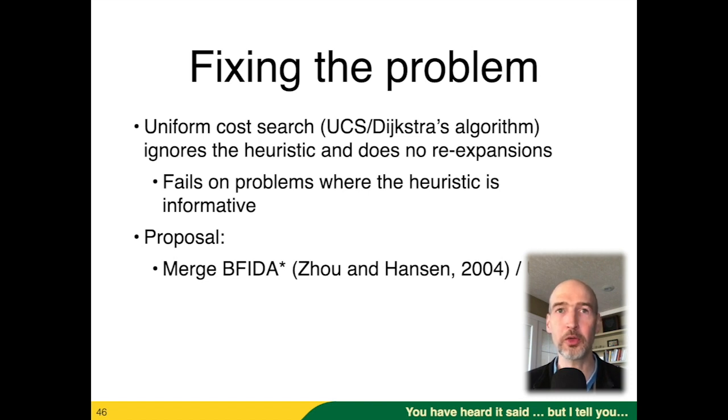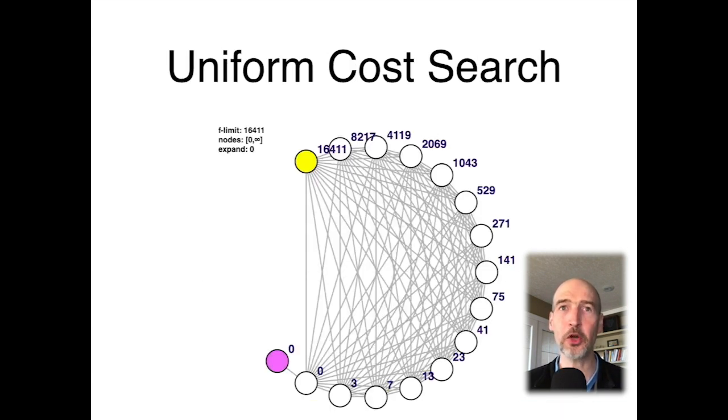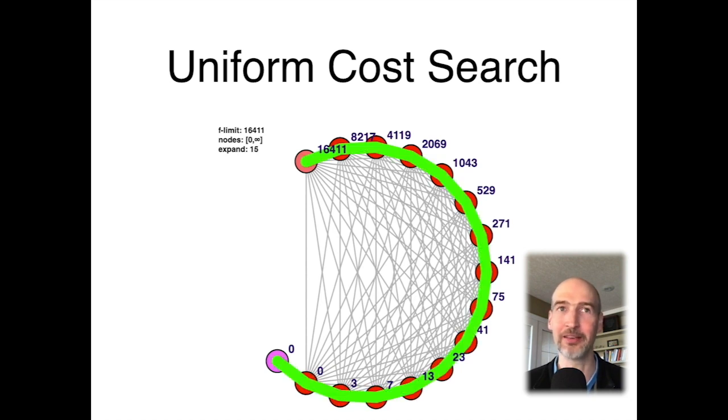So we're going to propose taking an algorithm called breadth-first IDA star. It has this idea of doing something like a breadth-first search, and they use IDA star with it. We're going to merge that with uniform cost search to try and fix the problem that's going on here. First, let me show you, if we apply uniform cost search to this problem, where A star did n squared expansions, we just go straight from the start to the goal, and then we're done. It's very, very simple, because uniform cost search is ignoring the deceptive heuristic.